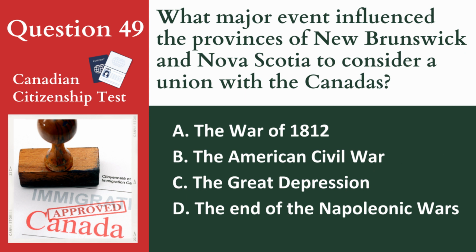Question 49. What major event influenced the provinces of New Brunswick and Nova Scotia to consider a union with the Canadas? A. The War of 1812. B. The American Civil War. C. The Great Depression. D. The end of the Napoleonic Wars. Answer: B. The American Civil War. The events and economic circumstances surrounding the American Civil War influenced the maritime provinces to consider union.